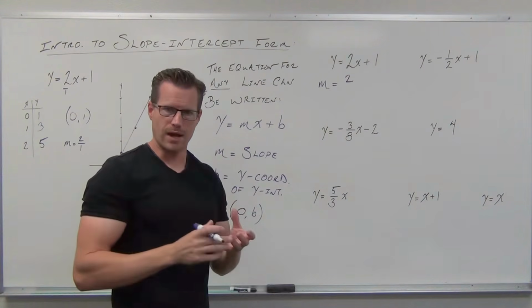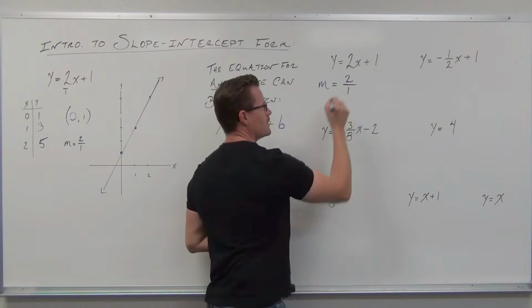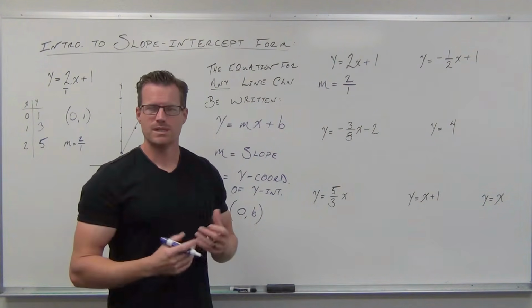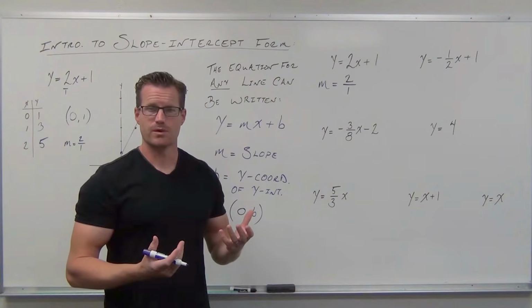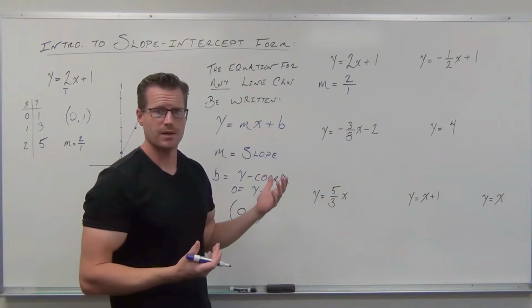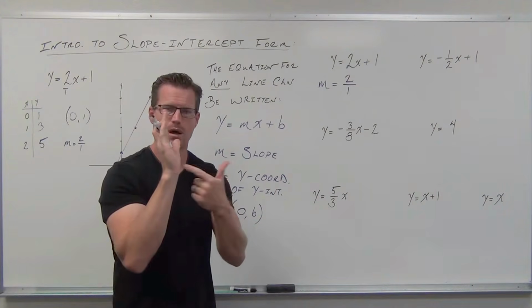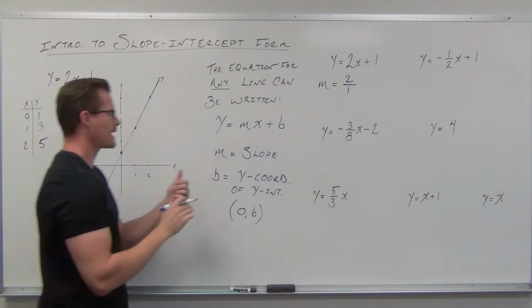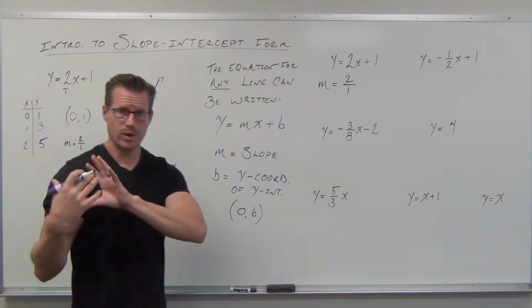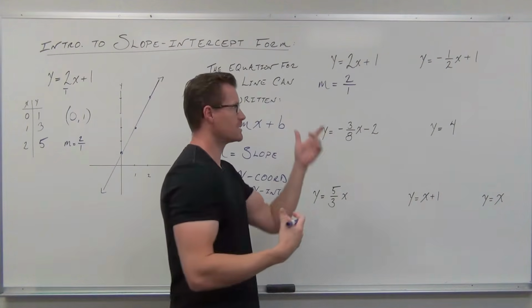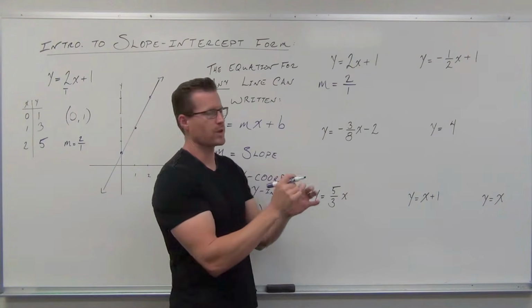Write it as a fraction. 2 over 1. What's that tell you? Should that line be climbing or falling? Should be climbing. How much do I go up? I go up 2. How much do I go to the right? Always to the right. I go up 2 over 1, exactly what this says. Do you need points to do that? No. You just need the slope and a starting point.